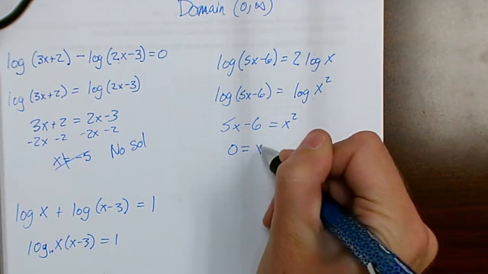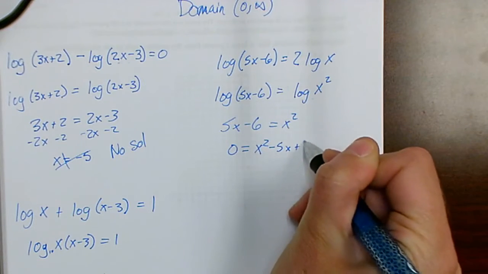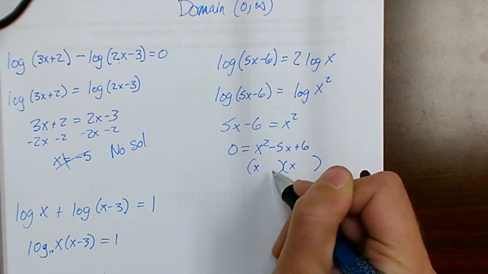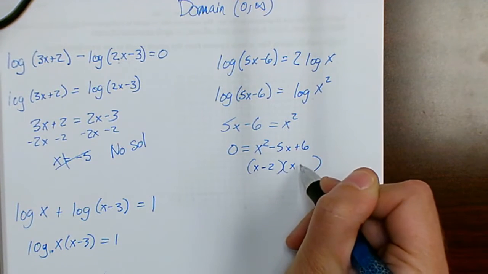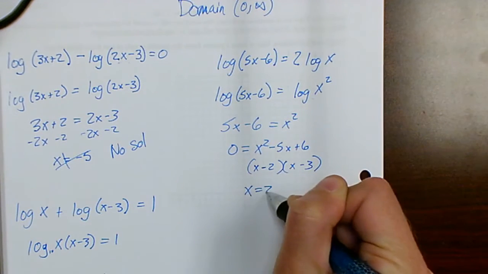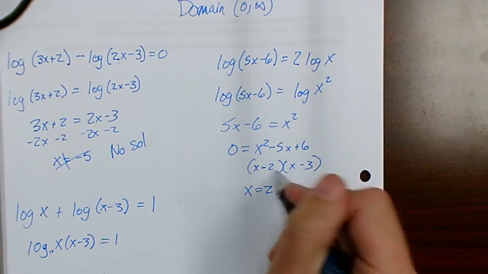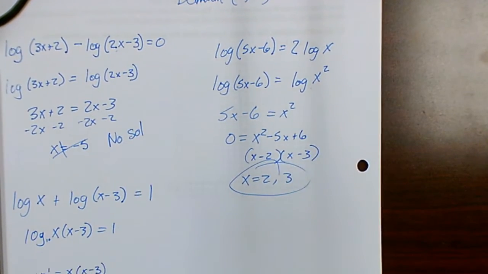So I'm going to move everything over and then factor. That would be a -2 and a -3, so x equals 2 and 3. If we plug that in, it works for here, it works for here. So both of those are actually our answer.